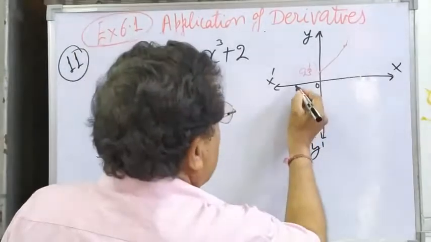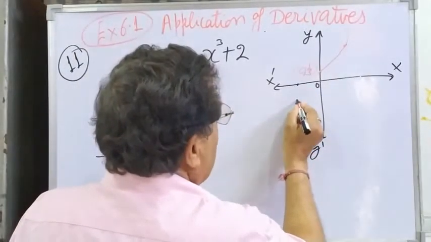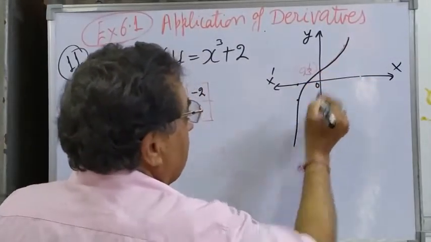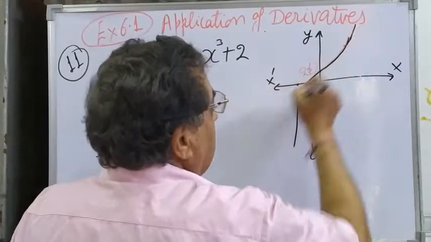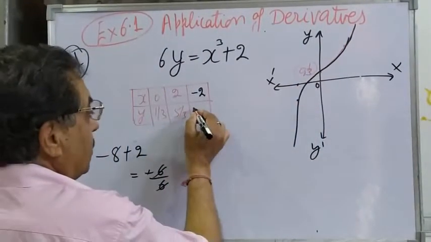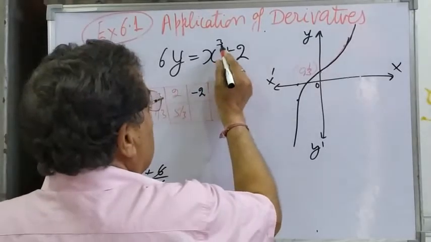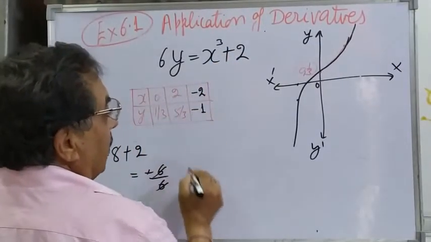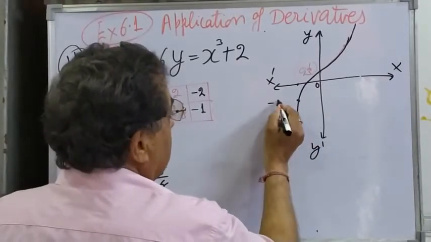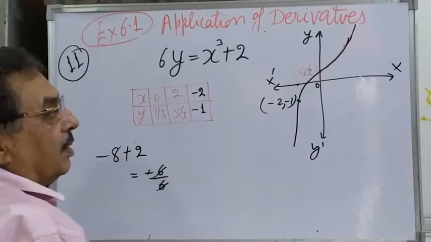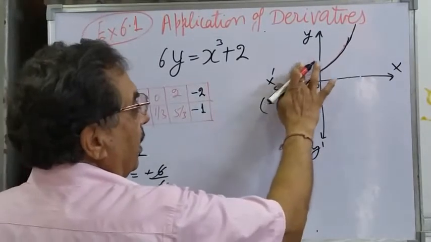So when x is taken to be this one, y comes to be minus 1. So our graph would be like this way. This is the type of graph I am getting here, isn't it? Because when I take minus 2, minus 8, we get minus 1 here. So minus 2 and minus 1, y is minus 1. So this is the point of the graph we are having.